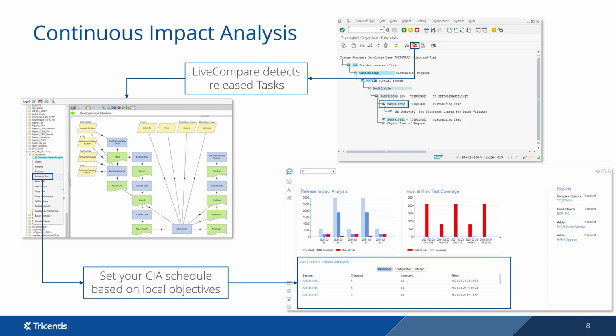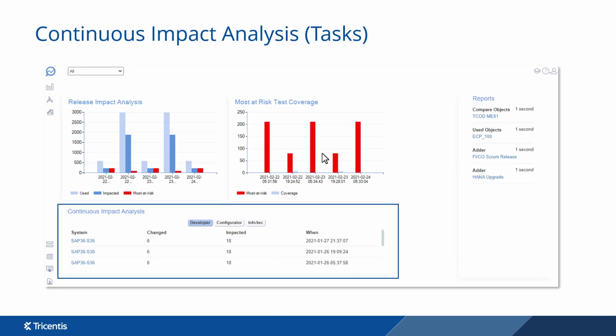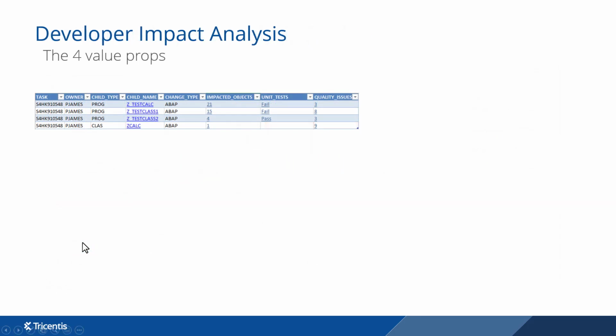So here's a summary. Once you click on that transport icon in the upper right there, LiveCompare analyzes the change, and then it populates your dashboard with a summary of the change, the system. You can see how many objects have changed and how many objects are impacted, and then you have your date and time. Okay, so now let's get into the details of the developer impact analysis report. When you click on the link here with the system name, you would then download the Excel spreadsheet.